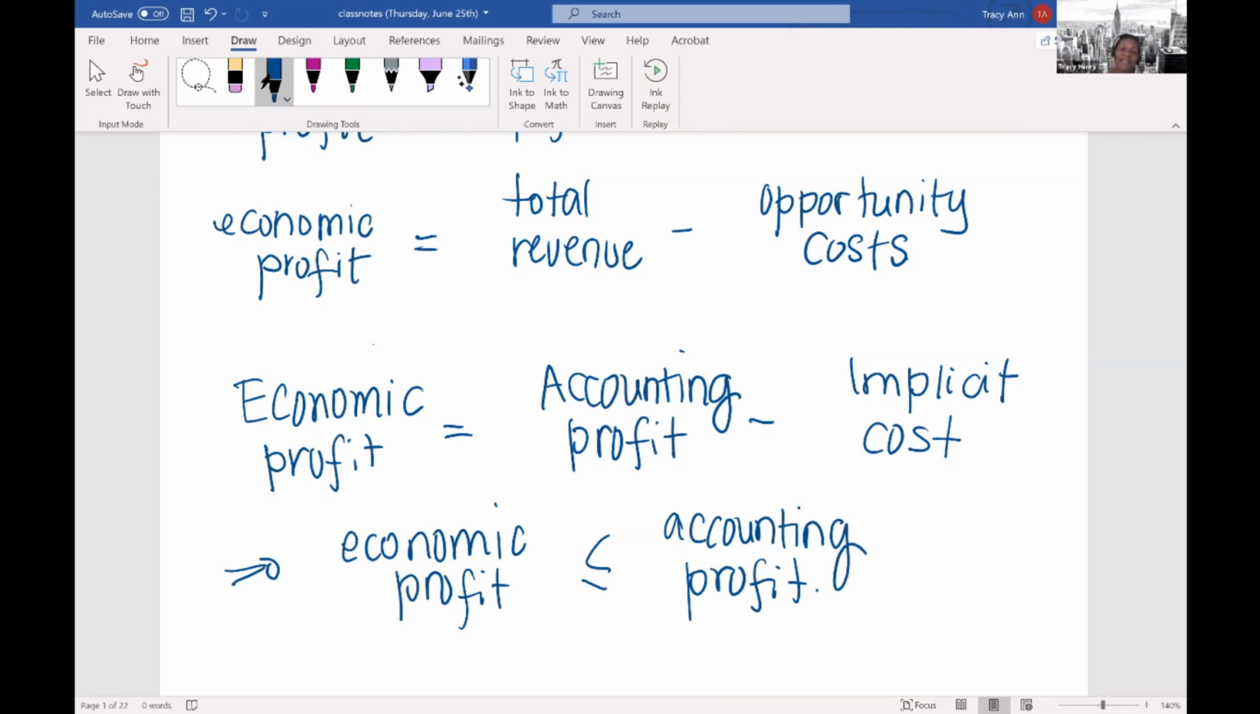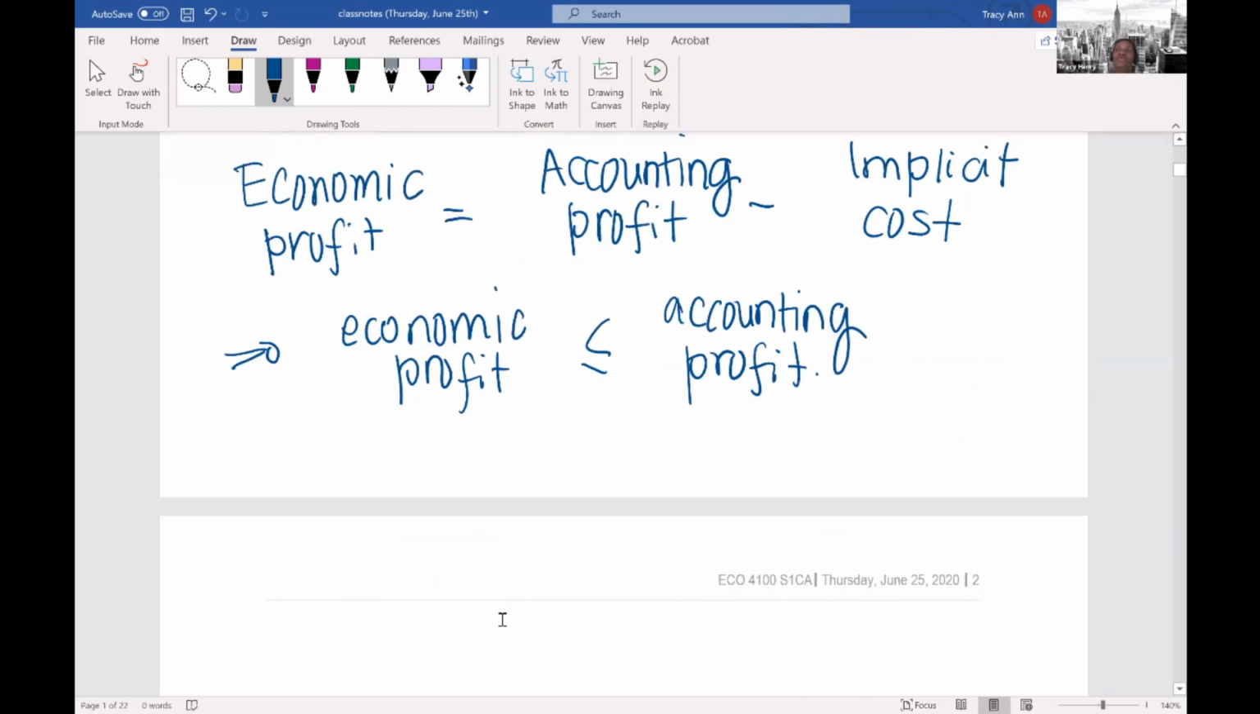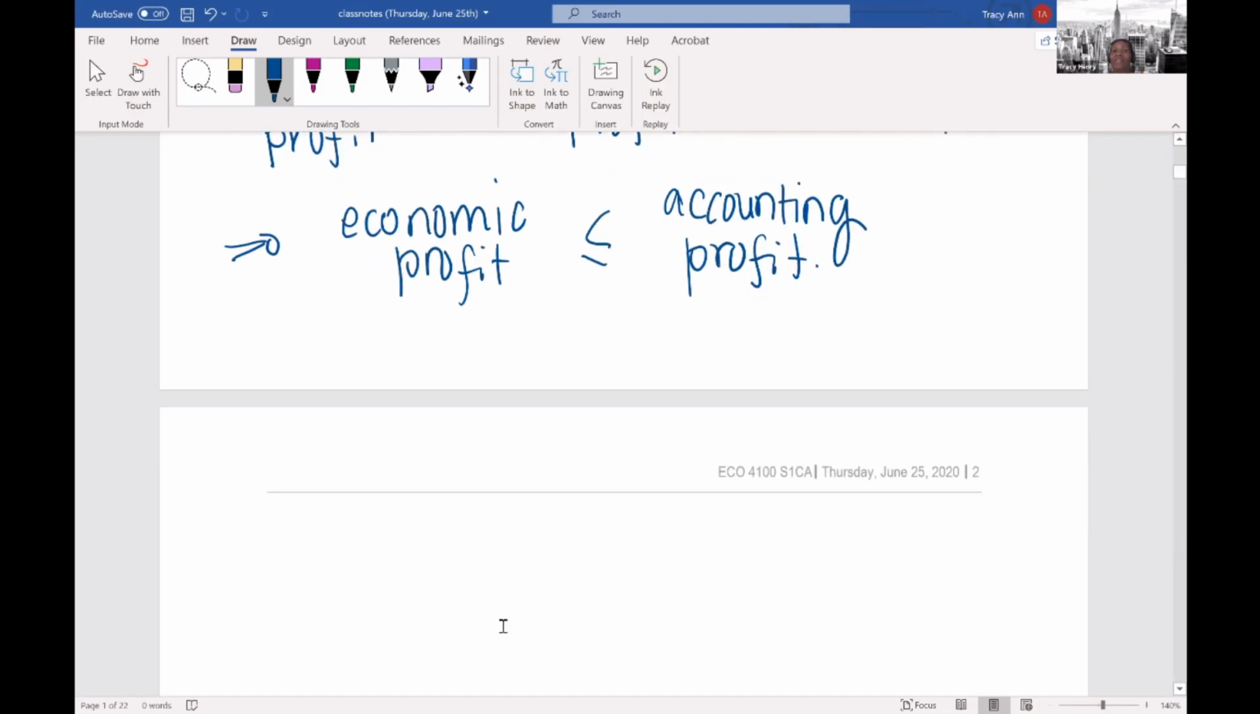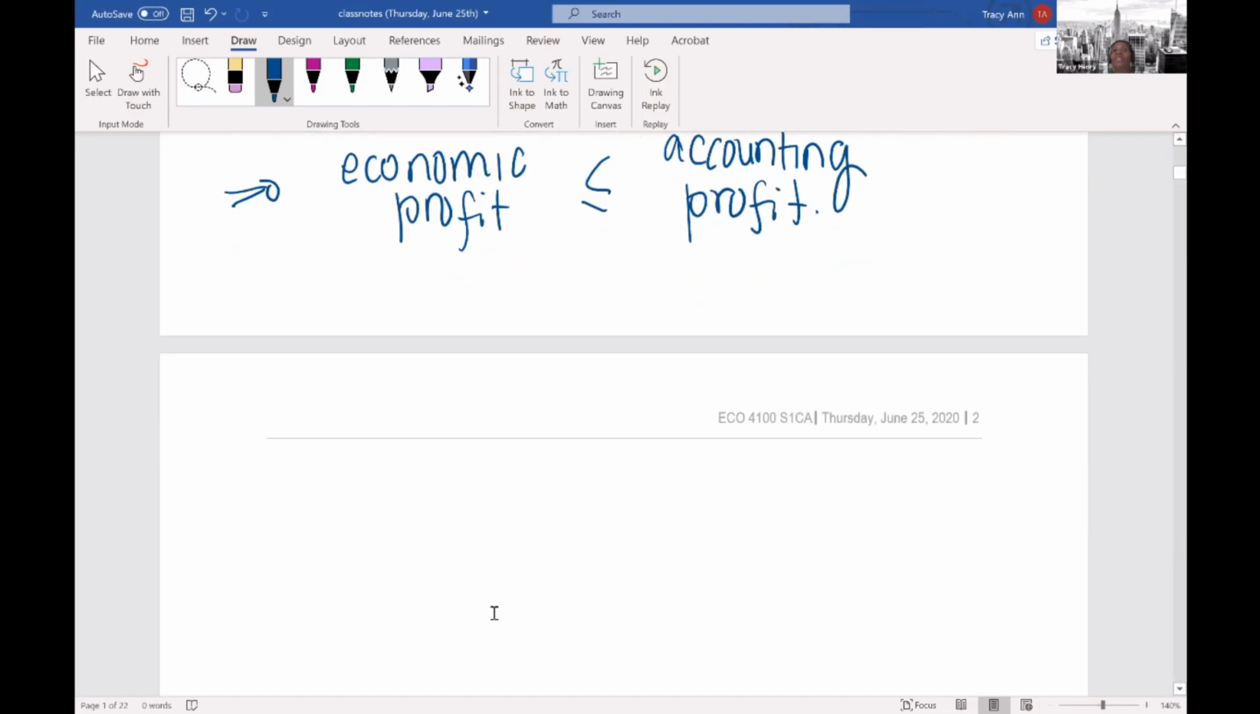And then finally, if your economic profit is less than zero, then you would not want to get into that business. Your economic profit could be less than zero although the accounting profit is positive. You're saying that you're not covering your implicit costs, and so the economist would advise you against going into this business.